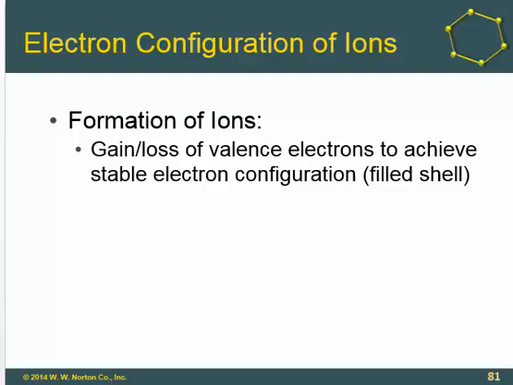Electron configuration helps us make sense of why ions form. And when we look at the electron configuration of ions, we see that many times atoms will gain or lose valence electrons, which are the electrons in the highest energy level, to achieve a stable electron configuration. Many times it's a filled shell.